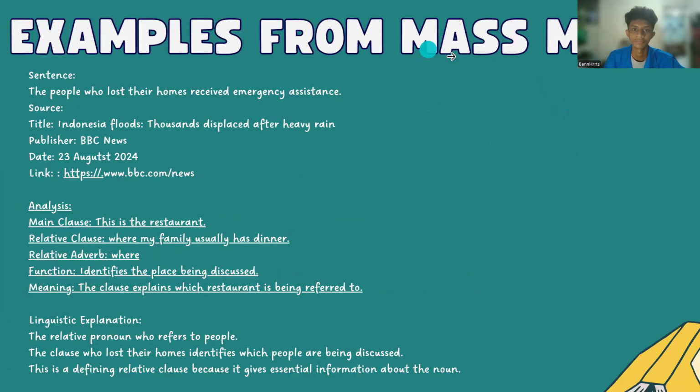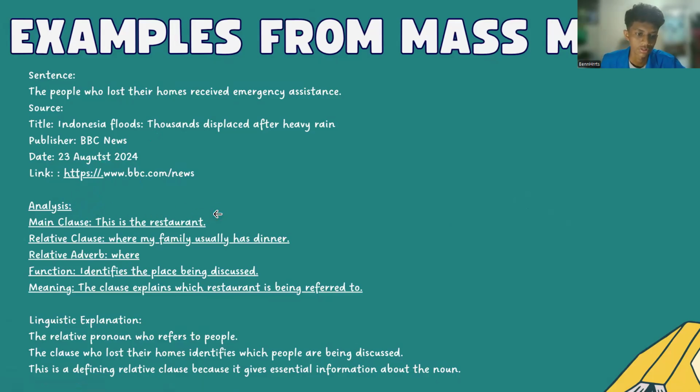And this is the example from mass media. The sentence is: the people who lost their homes received emergency assistance. And this is from the article Indonesia floods, thousands displaced after heavy rain. Publisher is BBC News. Date is 23 August 2024. And this is the link.